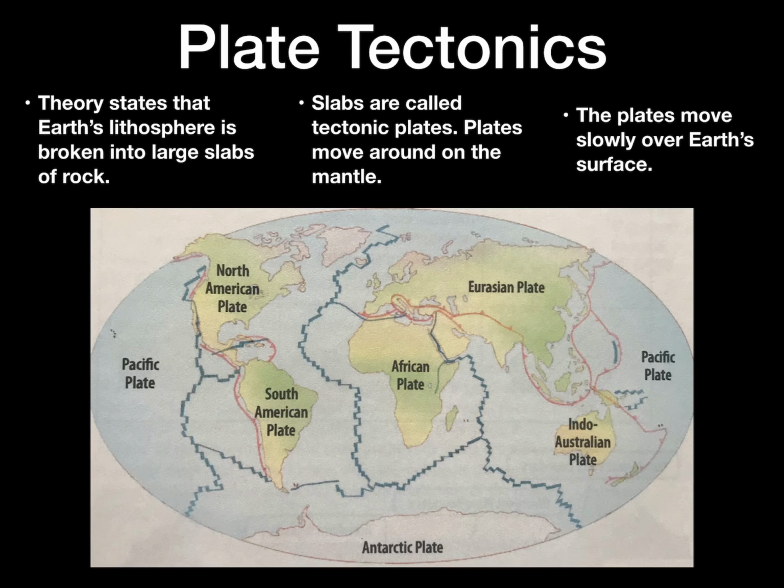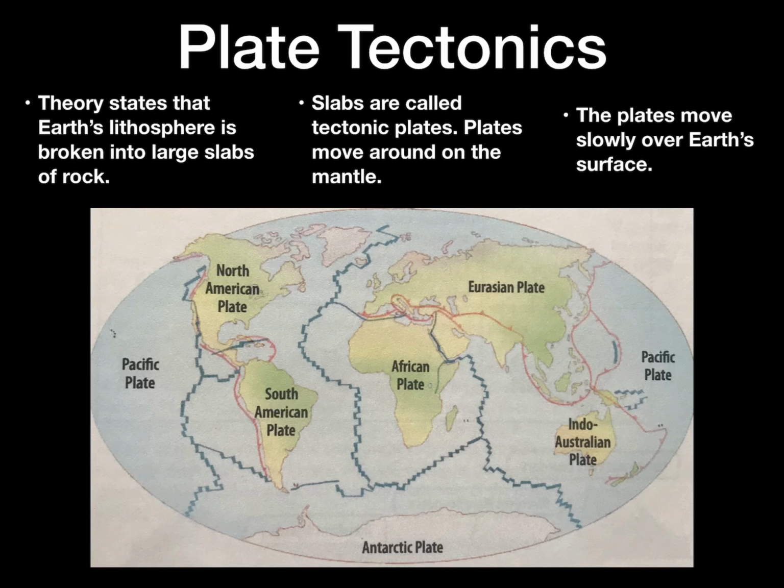These slabs are called tectonic plates, and these plates have the ability to move around, or they're kind of floating, and as they float, obviously movement happens, and they can shift places. And it says that the plates move slowly around the Earth's surface.